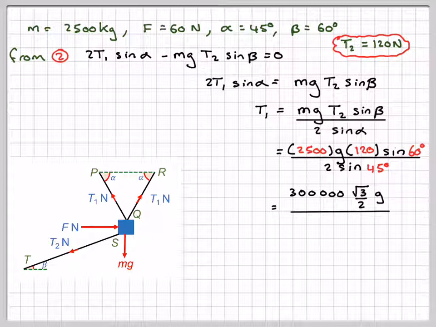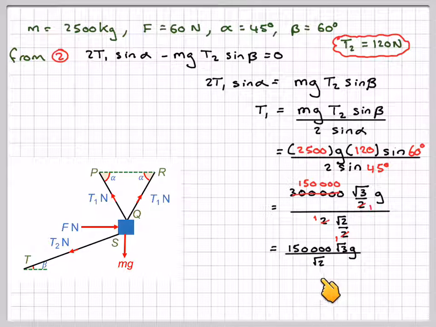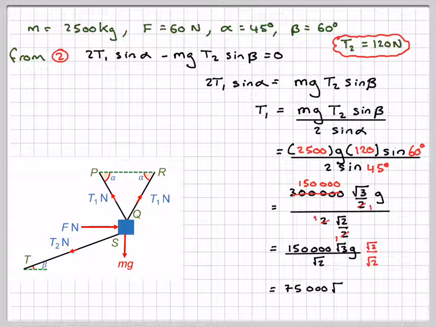The sine of 45 is root 2 over 2, so we're going to have two lots of root 2 over 2. This 2 here will cancel with that, so we end up with 150,000 root 3 g over root 2. Rationalising, we multiply by root 2 divided by root 2. So we're going to get root 2 times root 2, which is 2. 150,000 divided by 2 is 75,000. Root 2 times root 3 is root 6. And we've still got g, so the answer in exact form is 75,000 root 6 g newtons.